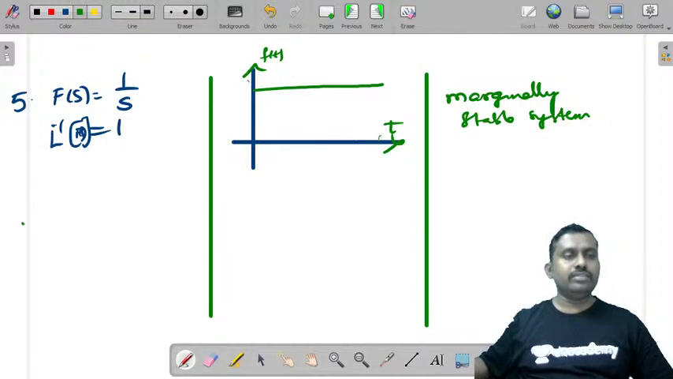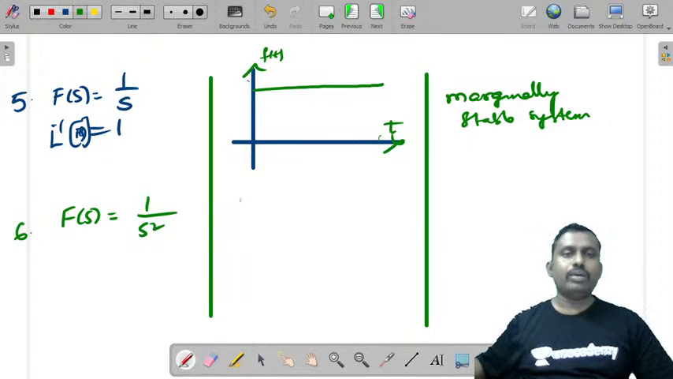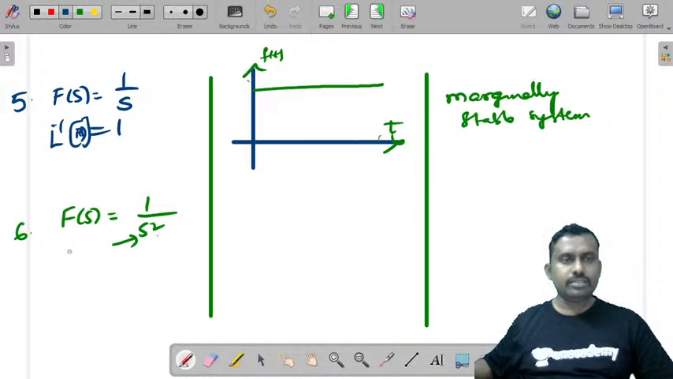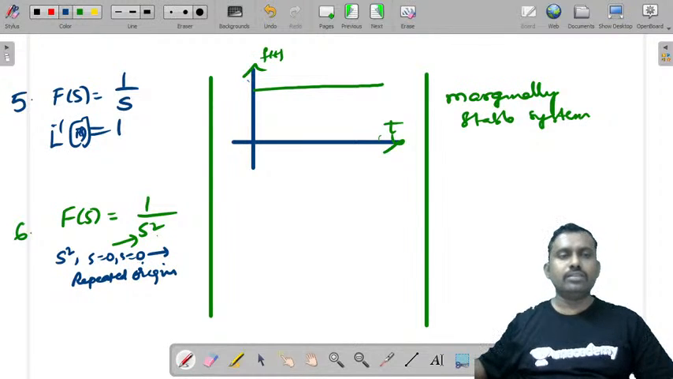Now coming to the sixth one, if F of s is equal to 1 by s square. Laplace inverse means you have repeated roots at the origin. First thing that you have to understand from this is it is s square, which implies s is equal to 0, repeated roots at origin. I'll tell you about these roots at different places. This is one root at origin. I'll write these things again.